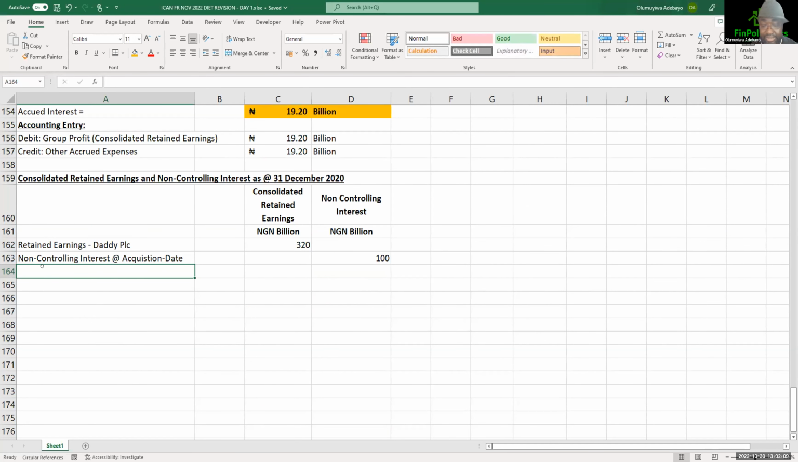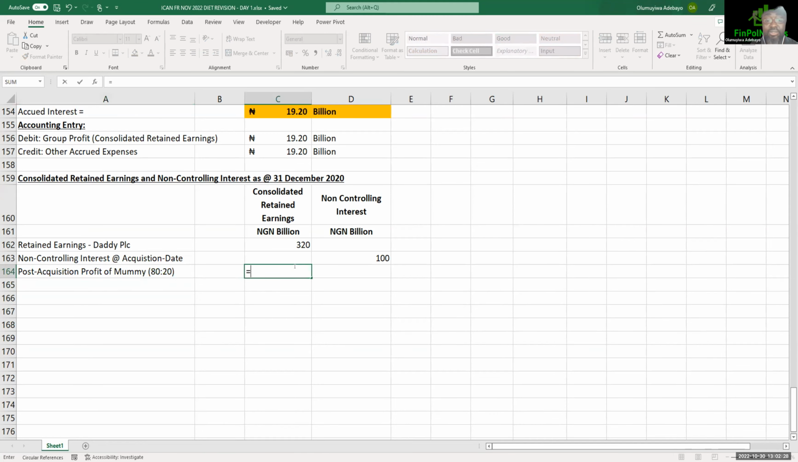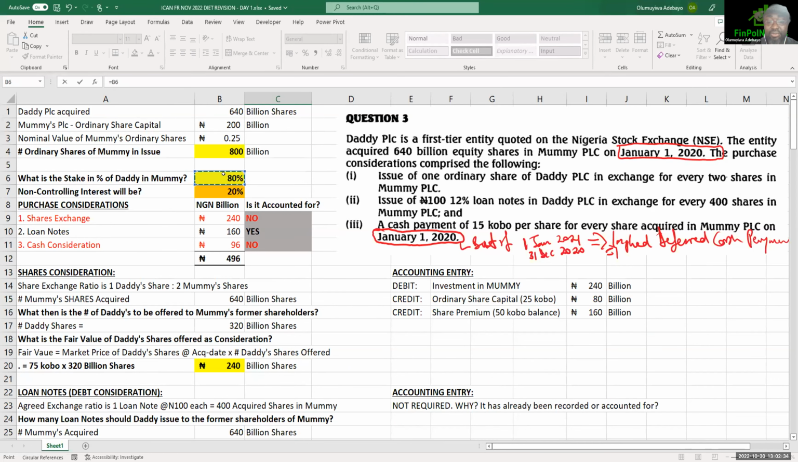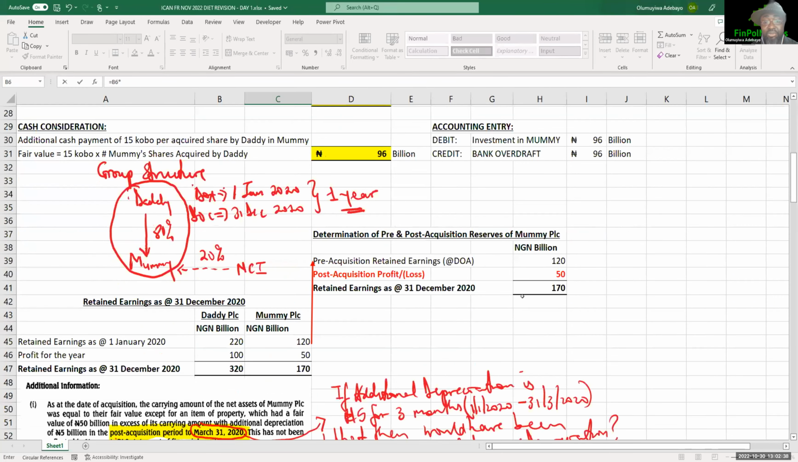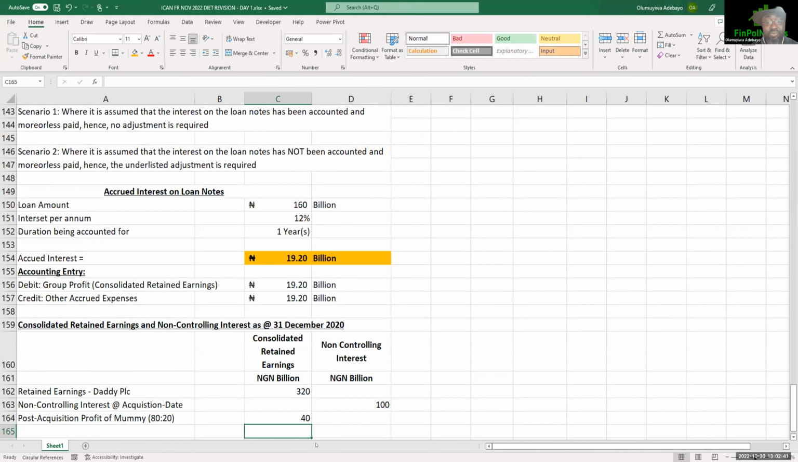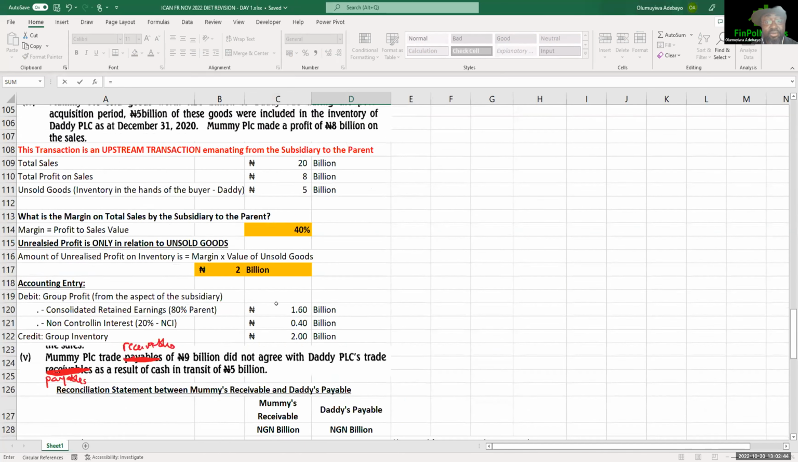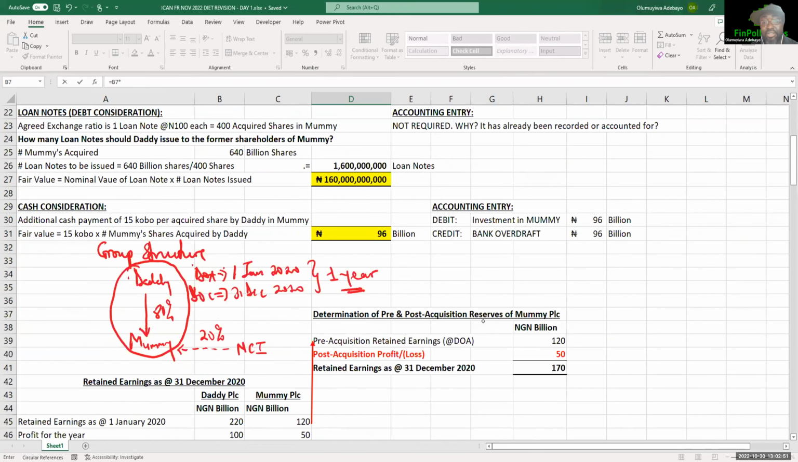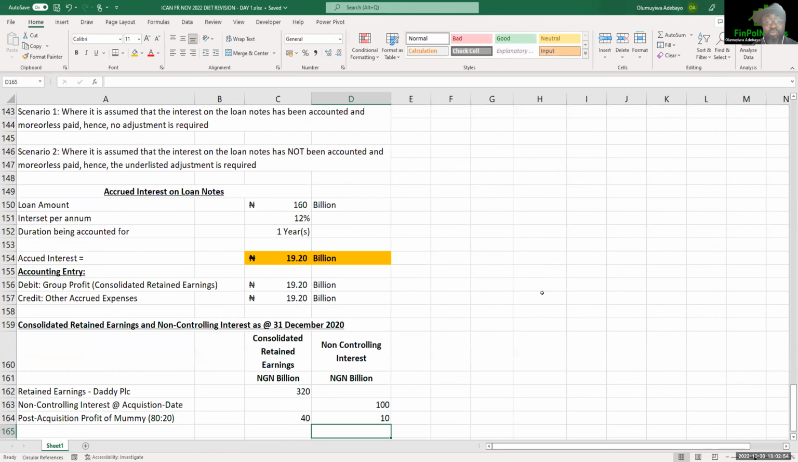Now the first thing here is post-acquisition profits. And we have to share that in ratio 80-20. And what is the 80%? This is the 80% of the post. Remember, we split it here. This is a post 50. And also 20% for NCI of the 50. And that is that.